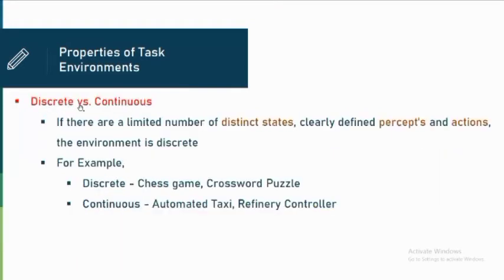The next important environment property is discrete versus continuous. Now what do we mean by discrete versus continuous? If there are a limited number of distinct states.